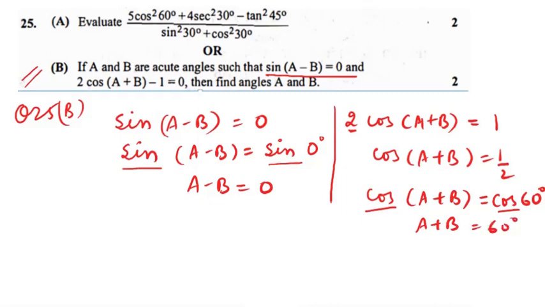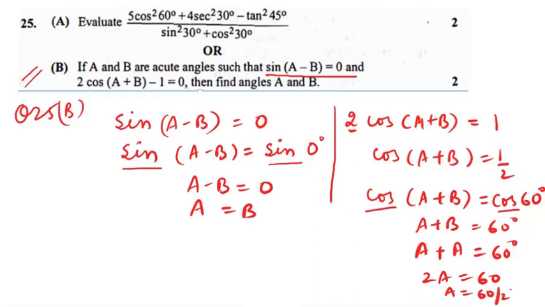Now here we have two equations. A minus B is 0 means, shifting minus B to the right side, A is equal to B. Now in A plus B, in place of B you put A: 2A is equal to 60 degree. A is equal to 60 by 2, which is 30. So both the angles are equal, therefore angle A is equal to angle B is equal to 30 degree.